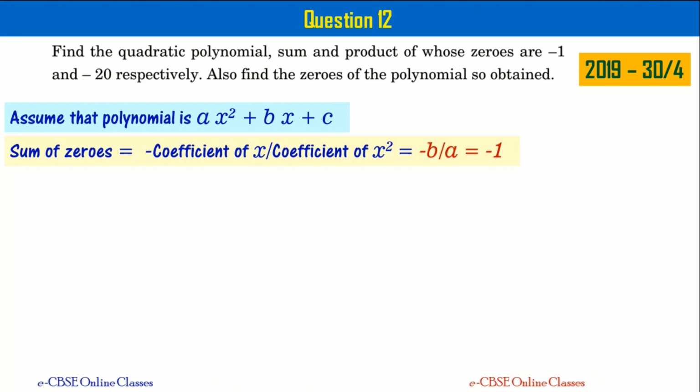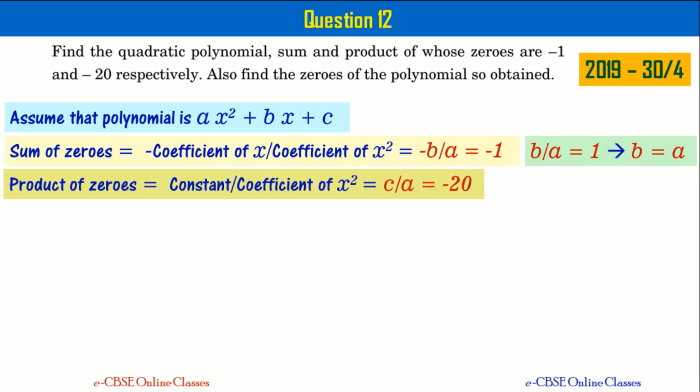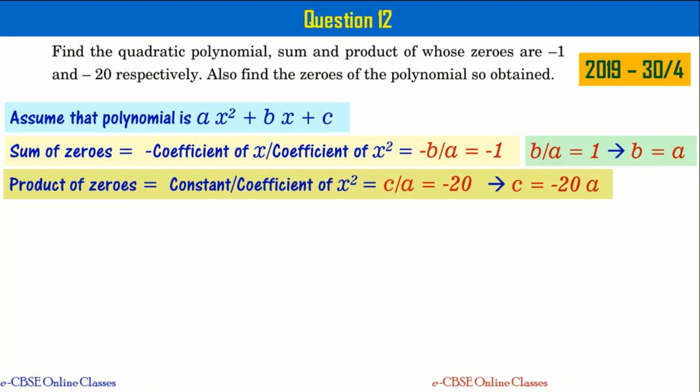That is given as minus 1. Please take a note of that. It means that b by a is equal to 1 or b equal to a, right? Similarly, product of zeros can be written as constant divided by quotient of x square. It means c by a for this particular expression, and that is given as minus 20. So c by a equal to minus 20. So that can be written as c equal to minus 20 times a, right?